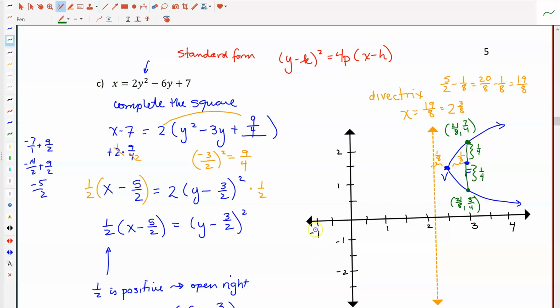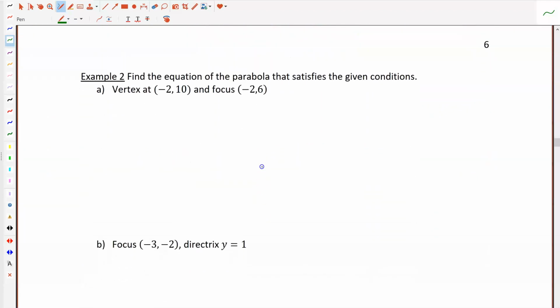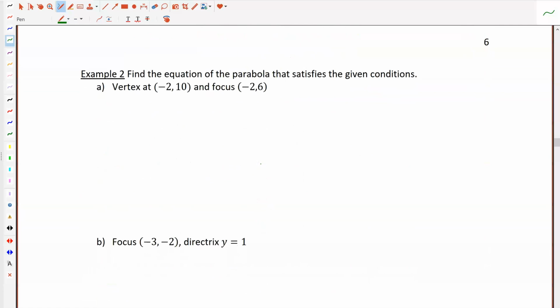Okay, so next we're going to play a little bit of detective. What's going to happen on these next few examples is that they're going to tell me some pieces of information about my parabola, and we're going to have to come up with the equation that's going to satisfy it. So for this first one, they're going to tell me that the vertex is going to be at -2, 10, and it has a focus at -2, 6.